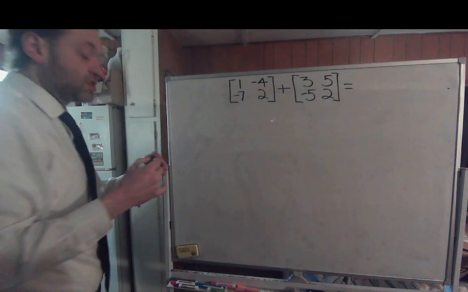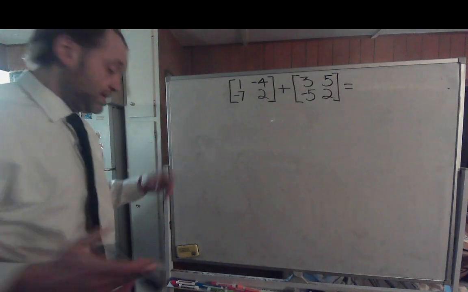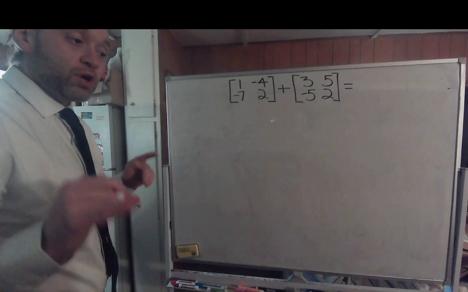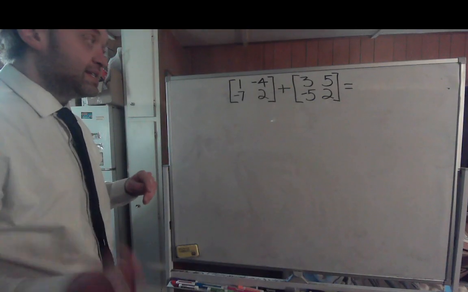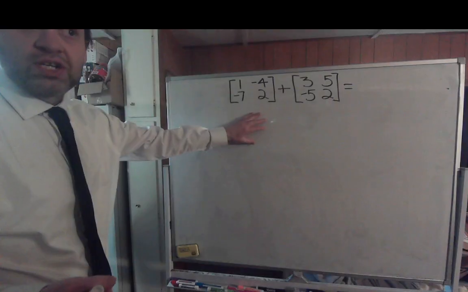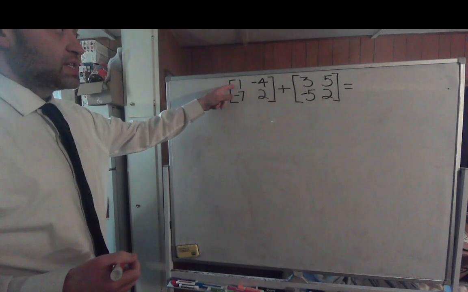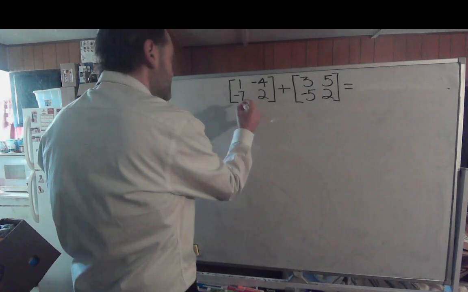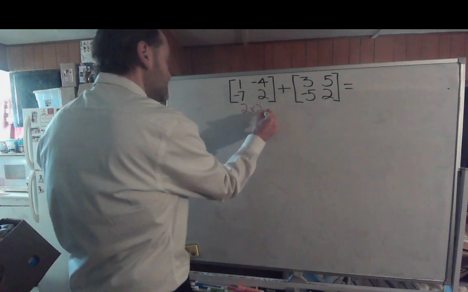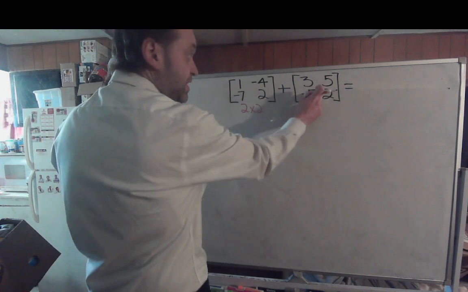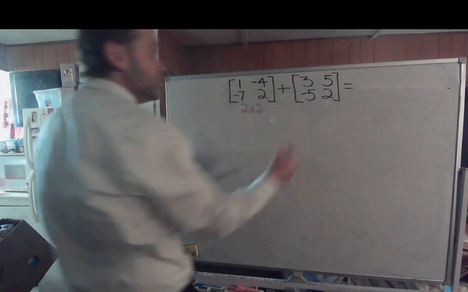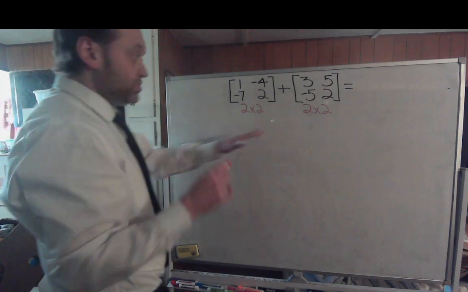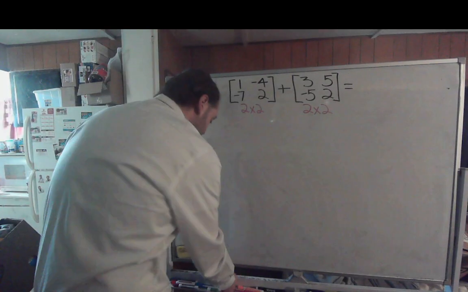First thing we have to ask ourselves is, can we even do this? Can we even do the addition? Well, what I would always suggest, until you get good at eyeing these up, figure out what the dimensions of each matrix are first. The first matrix here with 1, -4, -7, and 2, you have 2 rows and 2 columns. So this is a 2 by 2 matrix. The second matrix with 3, 5, -5, and 2, you have 2 rows and 2 columns. That's also a 2 by 2 matrix. So yes, since they're both the same dimensions, we can add these. We can totally do that.